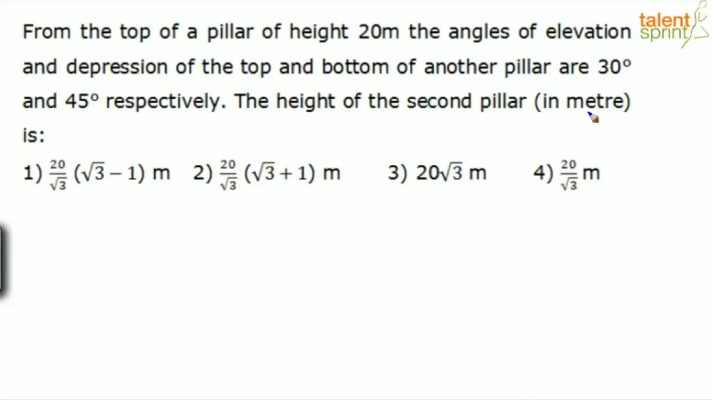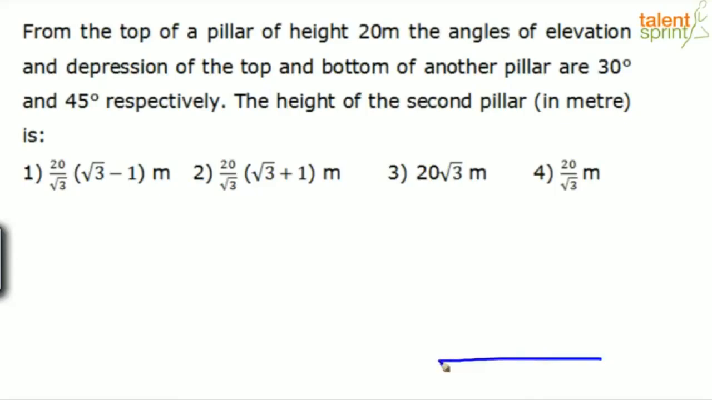All right. Now, the point that we'll have to note here is, there is a traditional way of solving this question. Let me first show you the traditional method of solving the question, and then we'll see if there is a smarter way of getting the answer. From the top of a pillar of height 20 meters, so there is one pillar of height 20 meters.